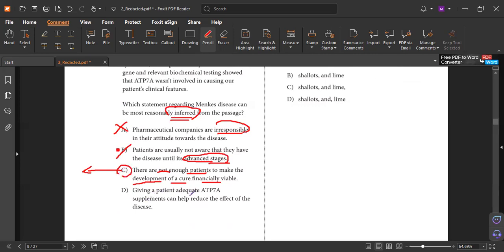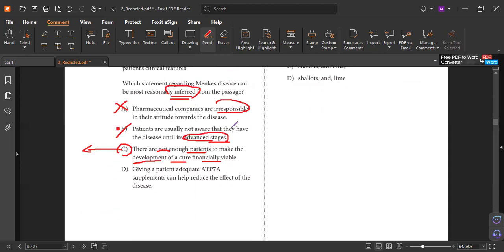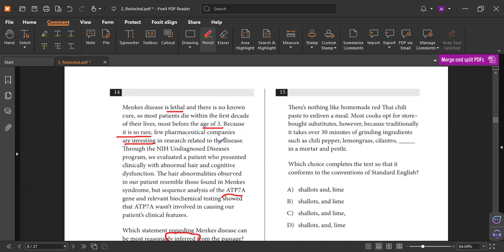Again, giving a patient adequate care, this one can help reduce the effect. Is this mentioned? No. We mentioned we have here this analysis, but we didn't mention that if we give him enough or not. So it's not mentioned. Now let's go to the writing structure.